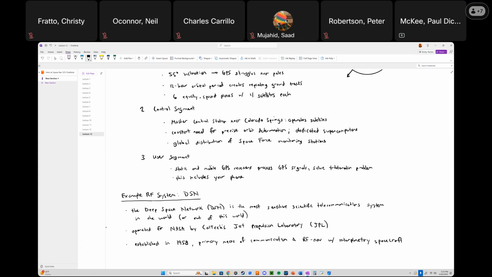So pretty much everything JPL does, when you think of the Mars rovers, or the New Horizons mission, that's Deep Space Network. Also, when we send people back to the moon for the Artemis missions, that's also Deep Space Network. So if it's anything beyond low Earth orbit, generally Deep Space Network. That's the way to do it.